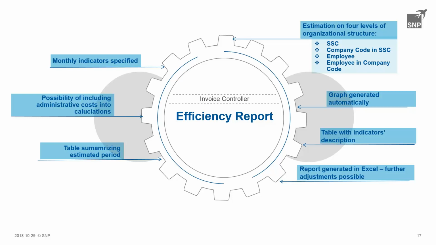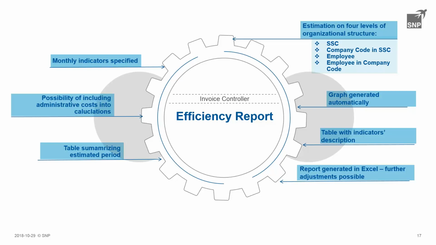Legend, the key of used indicators, is presented with description of all used indicators in the report. During transaction performance, it is possible to add administrative cost of shared service center to the analysis. Before report is generated, cost needs to be provided by user in reference to each month of analyzed period.